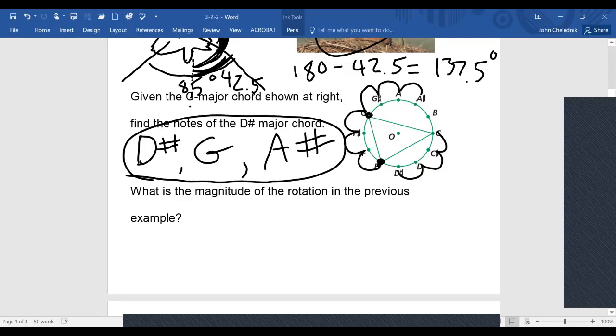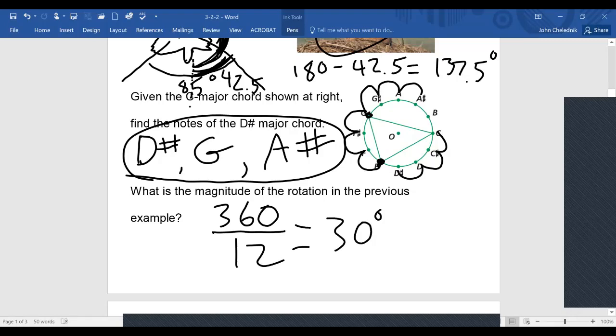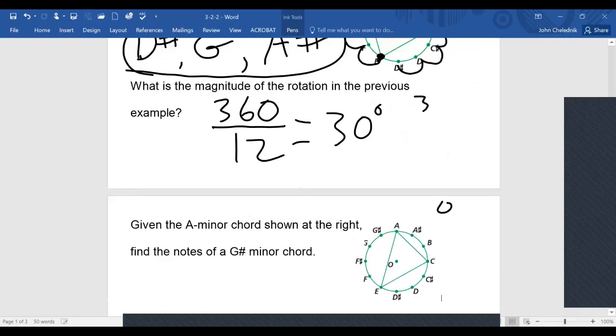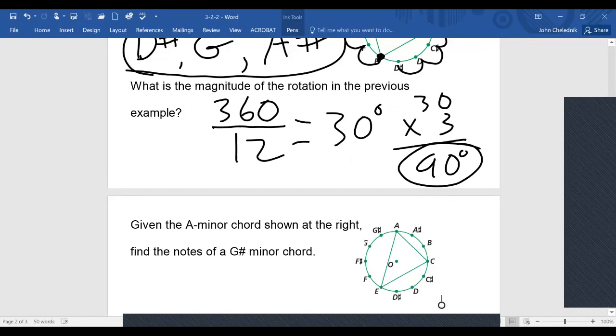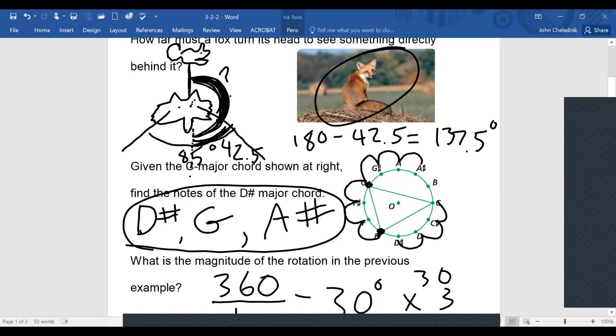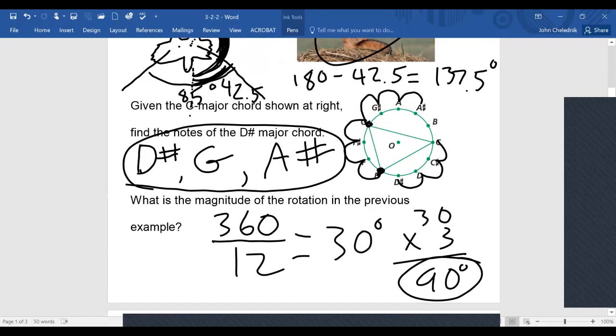Right? Now it says, what is the magnitude of rotation in the previous example? This is what I started to get at. Since a circle is 360 degrees, and the circle is divided into 12 sections, each section must be 30 degrees. So each hop is a 30-degree hop. That means 3 hops would be 90 degrees. So that is a 90-degree rotation. So if you can wrap your mind around this, music is actually very geometric.